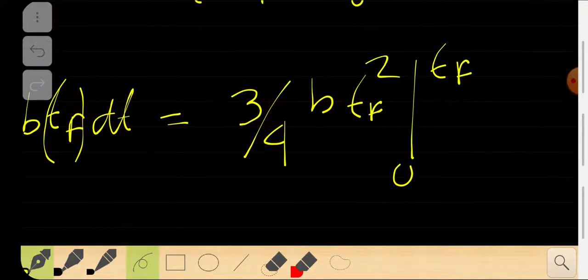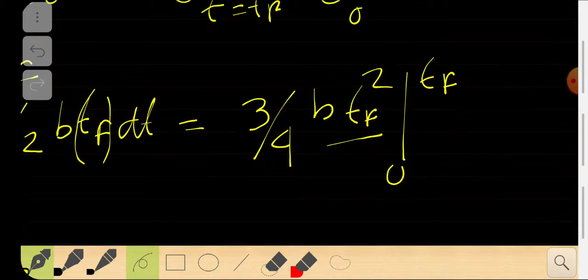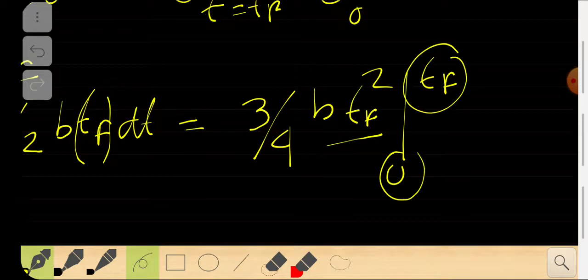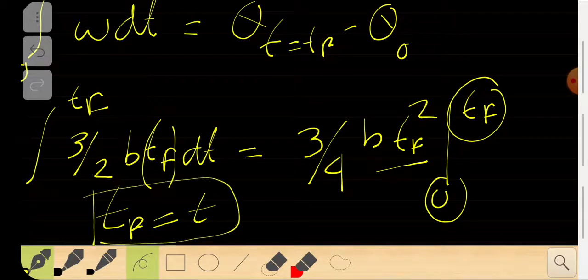I just use that notation of tf here because it's much easier. You don't have to be abstract about it. tf is the value here, so we are looking from tf to 0. So tf is actually the variable t. Okay, tf is equal to t. Don't get confused about that.